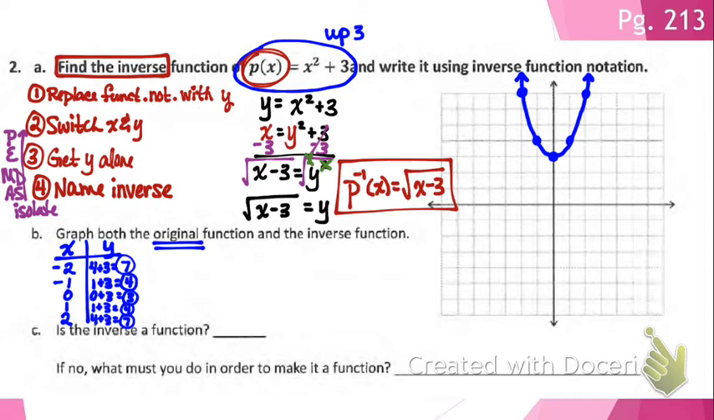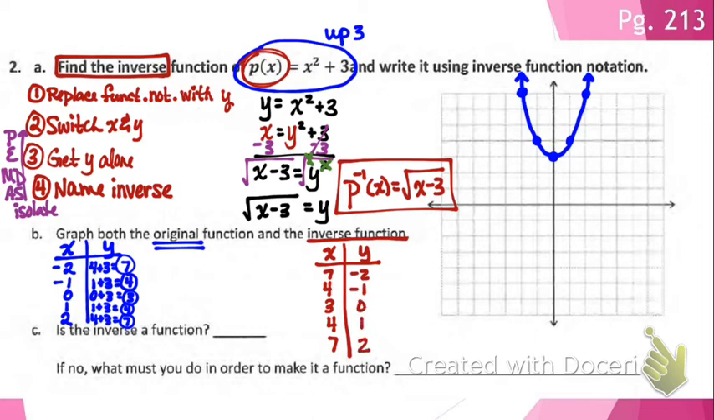Since I have this nice table for that function, how can I take that and get a table for my inverse function? Inverse means to do what? To flip, to switch. So everything that was down my y column is now going to go down the x column. So what am I going to have down that x column? 7, 4, 3, 4, 7. What am I going to have down the y side? -2, -1, 0, 1, and 2.